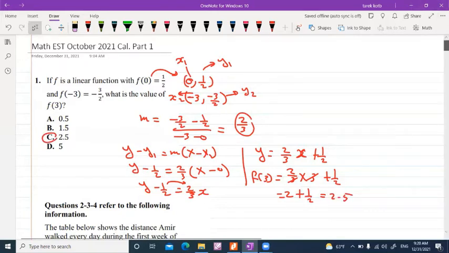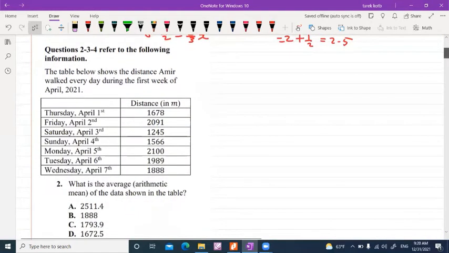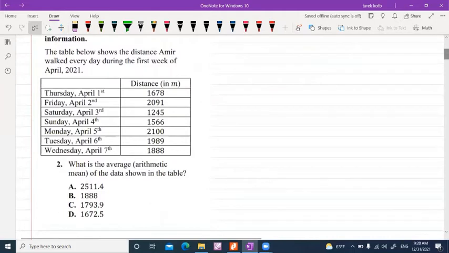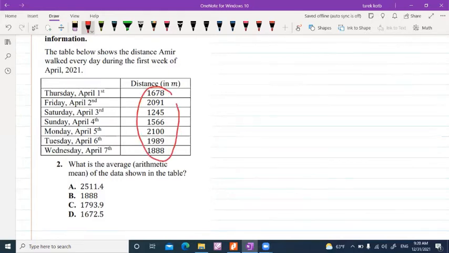Question number 2. The table below shows the distance Amir walked every day during the first week of April. What's the average arithmetic mean of the data shown in the table? How can you get the average of this data? Add them and divide them by how many they are.